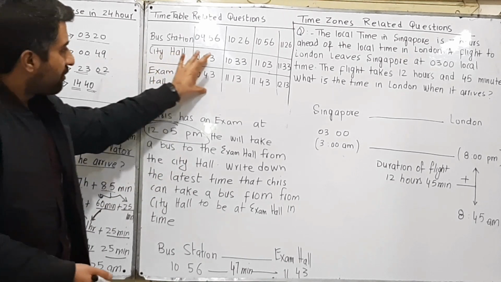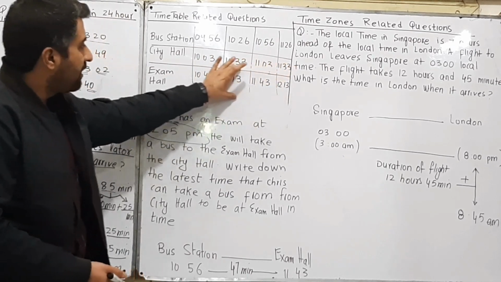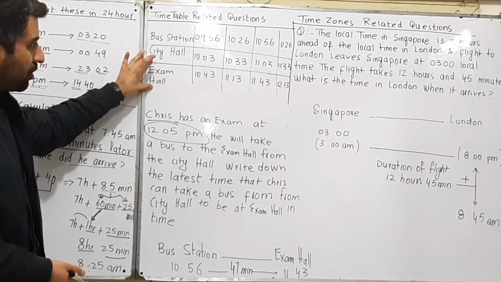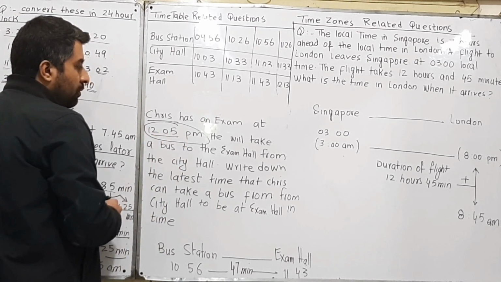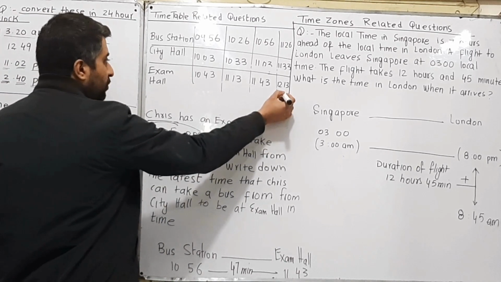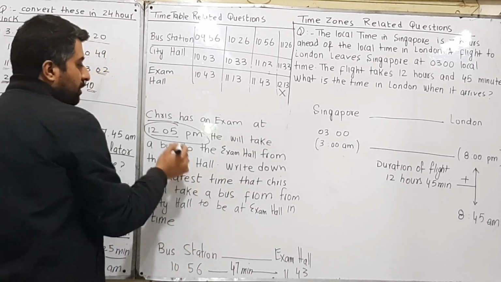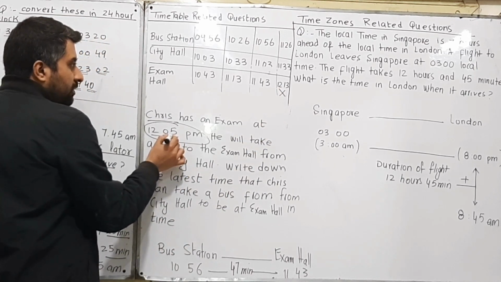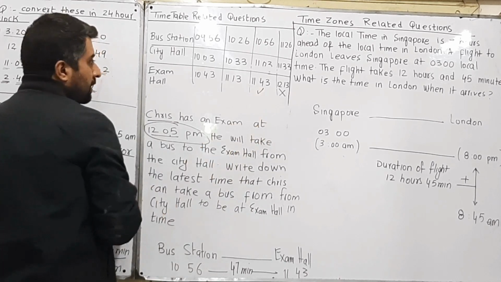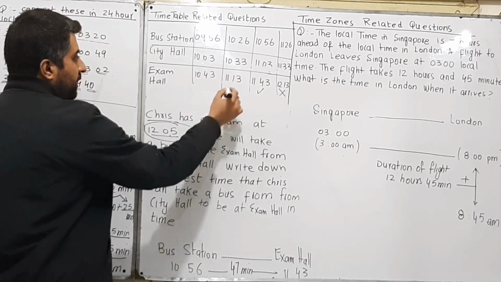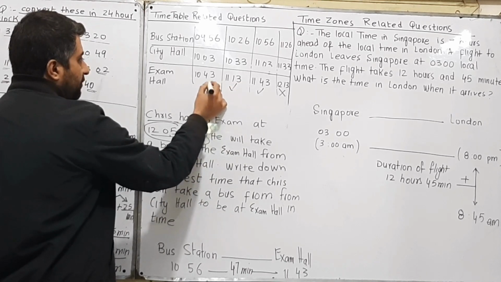We have to select from these timings. Now these are the arrival timings at the examination hall. The arrival time should be before 12:05, so we are not going to include this one. It is 12:13, and we have to reach before 12:05. We may include this one. Yes, it is 11:43. We may include this one, 11:13, and 10:43.